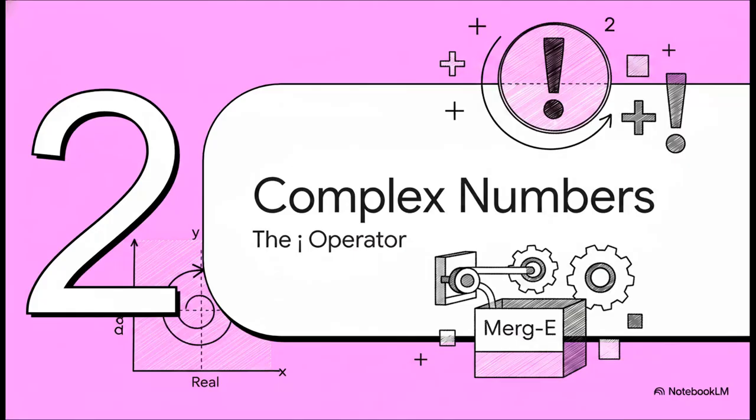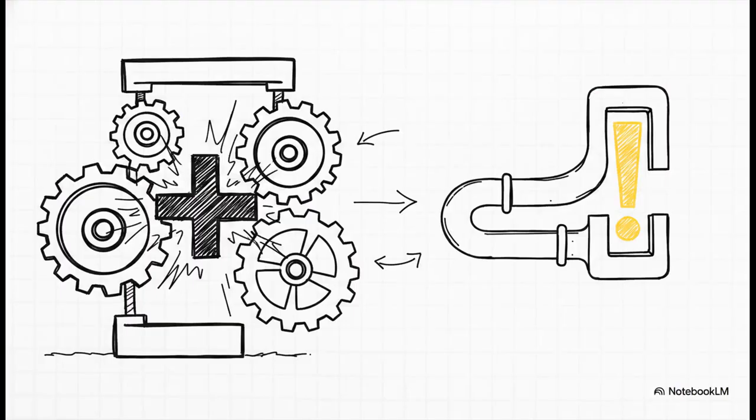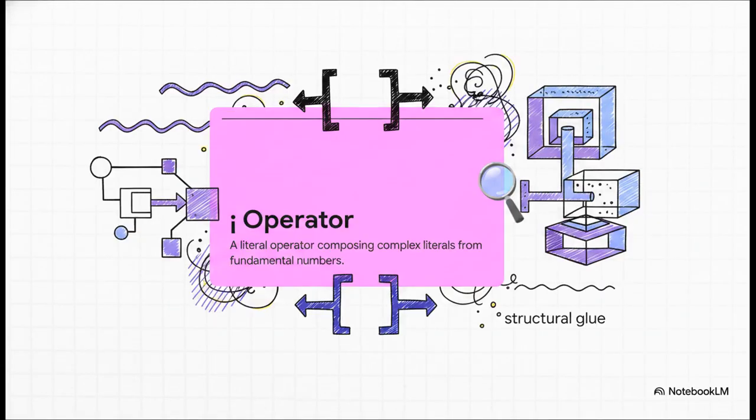Next up, let's look at complex number mechanics and the inverted exclamation mark operator. Okay, so why use the inverted exclamation mark at all? Well, in standard math, you'd usually write a complex number with a plus sign, like a plus bi, or even just 12i. But in a strict programming parser, the plus sign is already spoken for. It's an established operator. Plus, 12i simply isn't a valid literal. So to solve this cleanly without breaking existing parser rules or messing up operator precedence, the language uses the inverted exclamation mark. Basically, this mark functions as a literal operator.